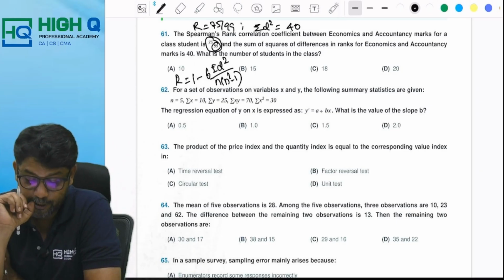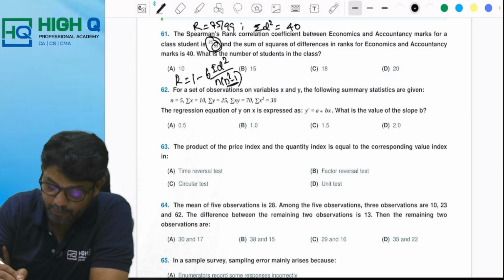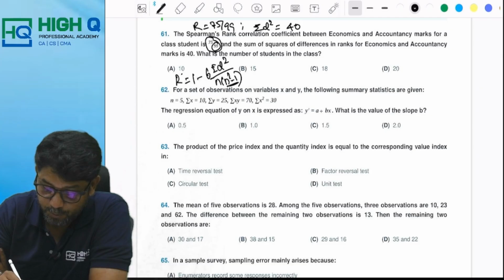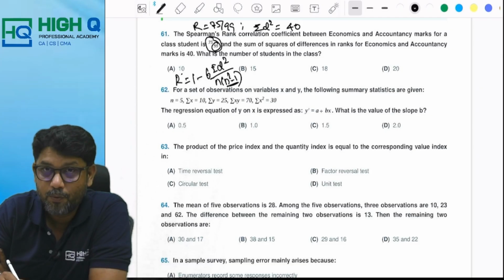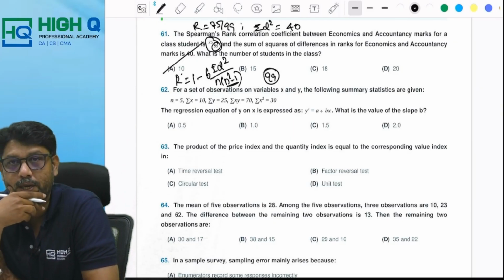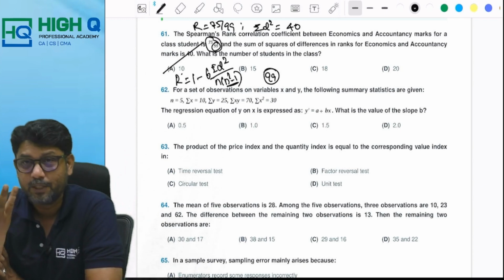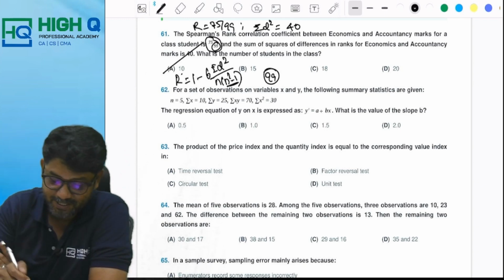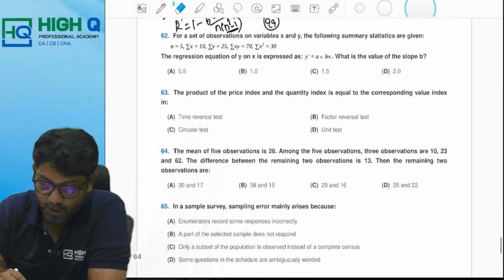What is there in the denominator? 99. So I want 99 in the denominator. Here, n square minus 1. First, if I put 10, 10 square minus 1, what am I going to get? 99. So this is going to be my answer. Without trying anything, directly we can mark it, my dear. Otherwise, you know how to apply the formula, right?